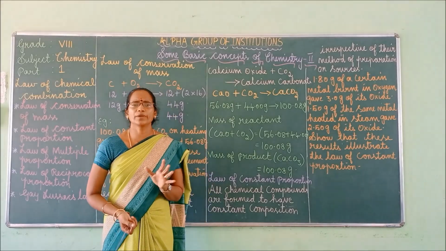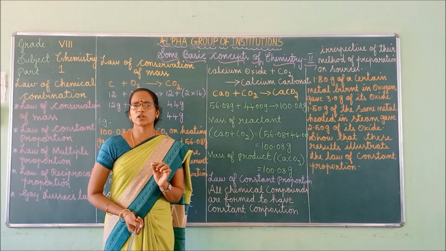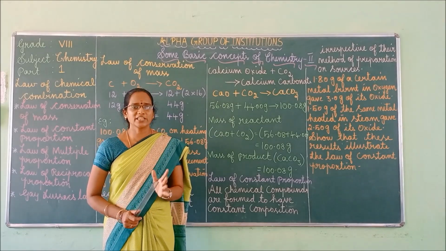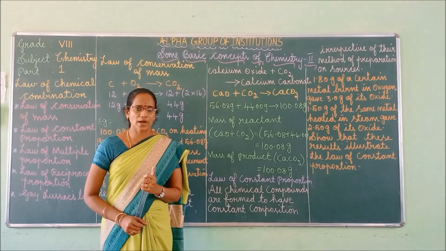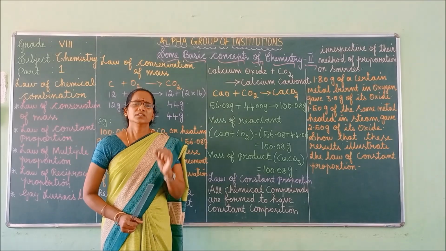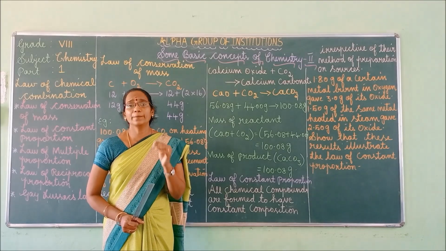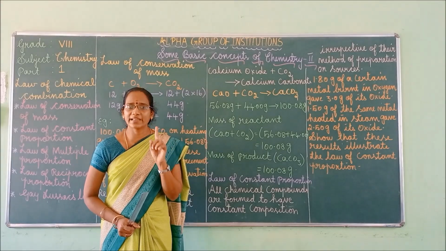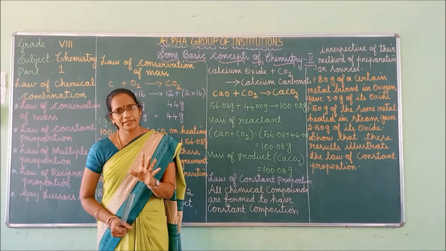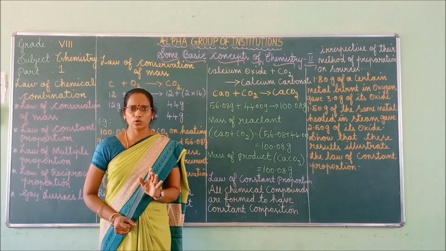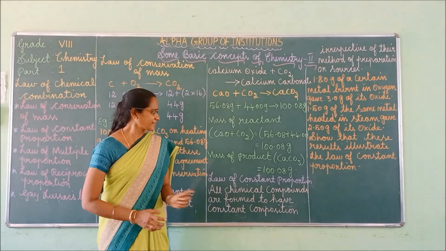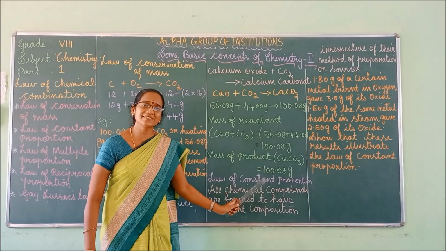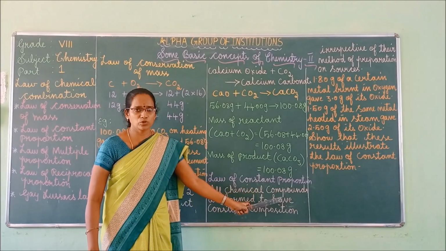Whatever it may be, water is composed of two elements, hydrogen and oxygen, in the ratio 1:8 by mass, isn't it? Here, the method of preparation may be different, but at the same time, the composition will never change. It will be in a fixed ratio. Hence, this law of constant proportion is otherwise known as the law of definite proportion.